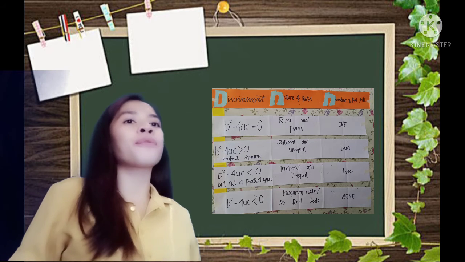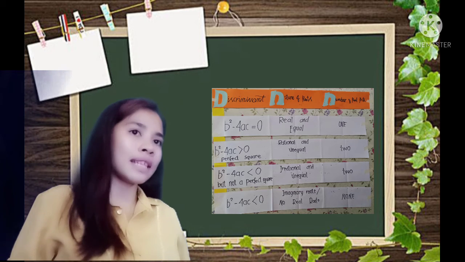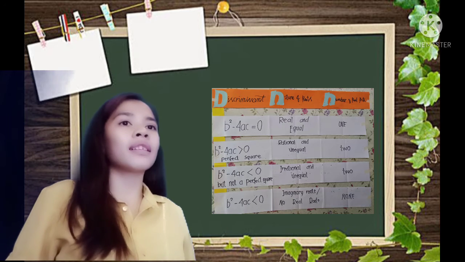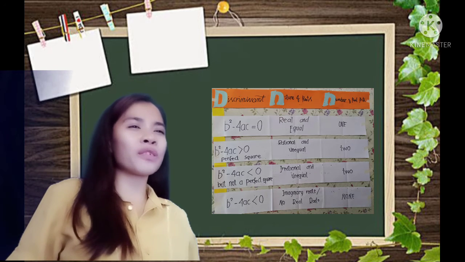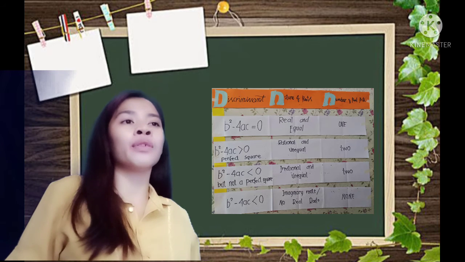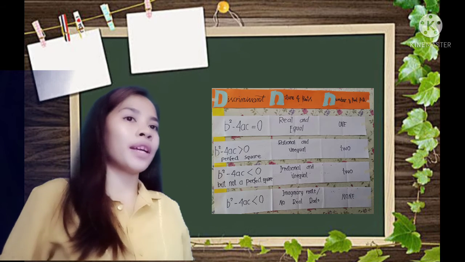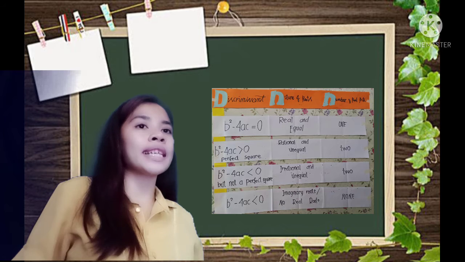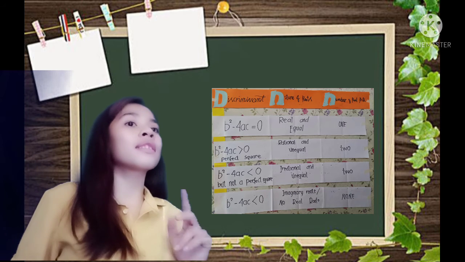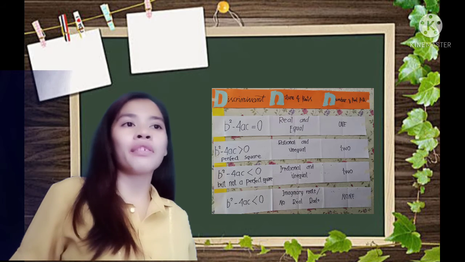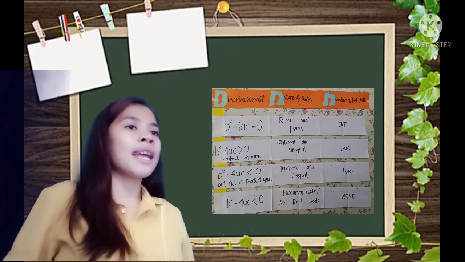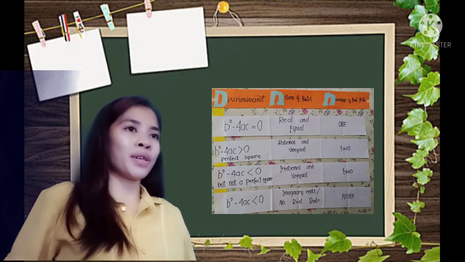And if the discriminant is greater than 0 but not a perfect square, the nature of roots is irrational and unequal and has two real roots. And lastly, if the discriminant is less than 0, it has imaginary roots or no real roots, and has no real roots.